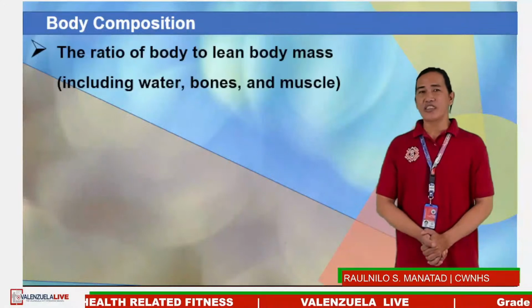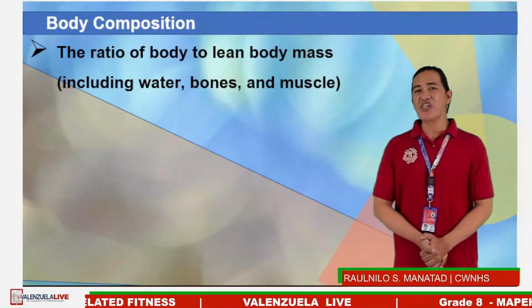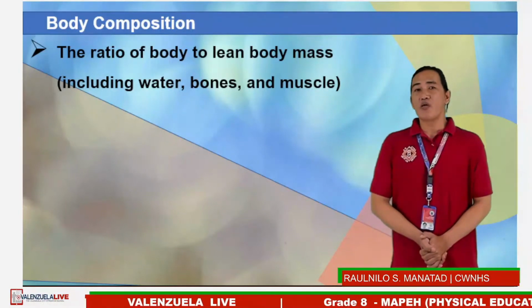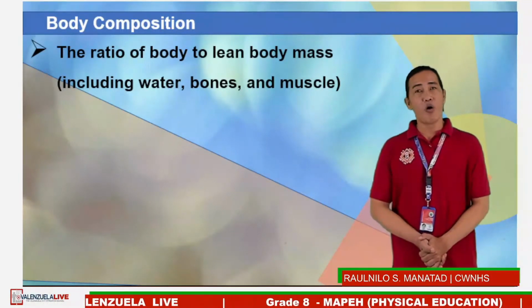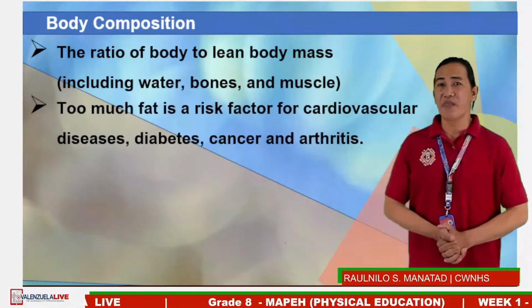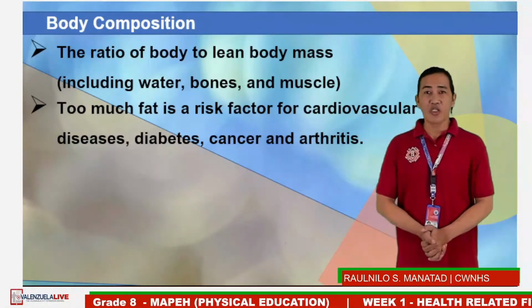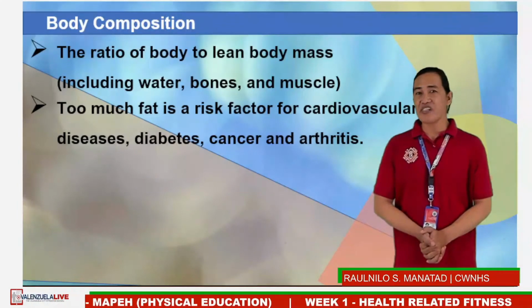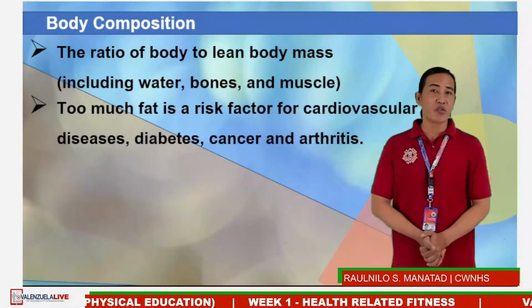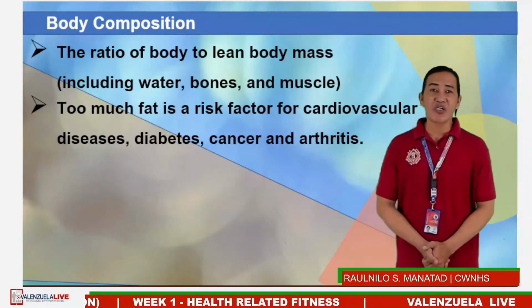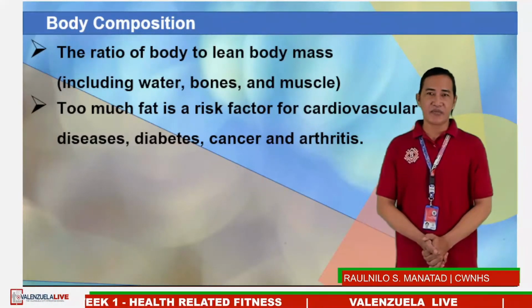Body composition is the ratio of body fat to lean body mass, which includes water in your body, your bones, and your muscles. It is important to know your body composition because too much fat is a risk factor for cardiovascular diseases, diabetes, cancer, and arthritis.